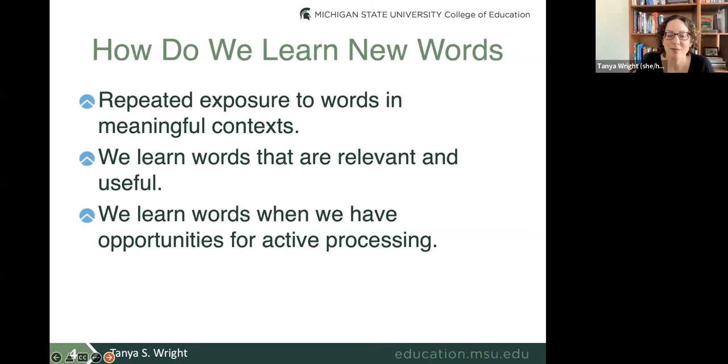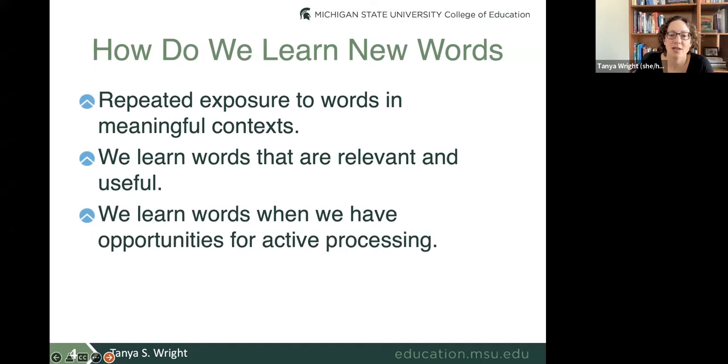We learn words that are relevant and useful. So just being given a list of words to memorize that are out of context and have absolutely no use in our life, well, it's pretty unlikely we're going to retain those. We might be able to memorize them for the test the next day, but a week later or a year later, we're not likely to hold on to those words. In comparison, if they're words we're going to need to discuss ideas, to discuss what we're learning, to discuss our thinking, to debate, to have conversations, any of that, those are the words we're going to hold on to because they're useful. Okay. And then we learn words when we have opportunities for active processing.